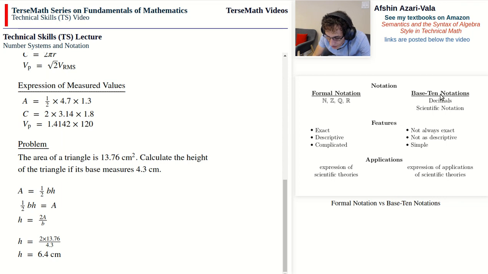Base 10 notations are not always exact, not as descriptive, but they are simpler. And when we make measurements, such as here, where we measured the area to be 13.76 and so on, we switch to the use of base 10 notations. Much simpler to work with, and there is no need to be exact or descriptive when we make measurements.